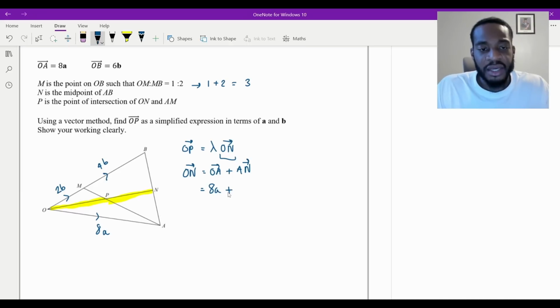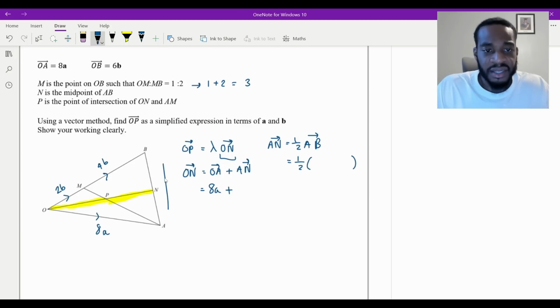Now, how do we calculate that? Look at the information given in the question and look at the diagram. N is the midpoint of AB. So that vector A to N, which is what I want, I know that's just going to equal half of the vector A to B. So let me calculate what A to B is and then halve it, and that will give me A to N.